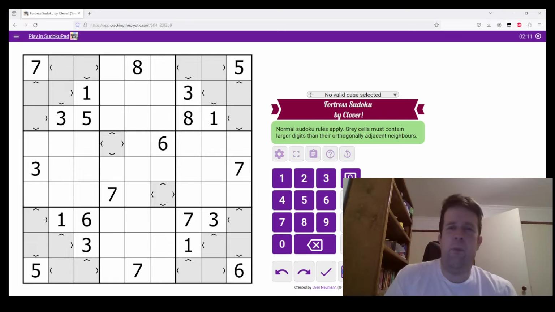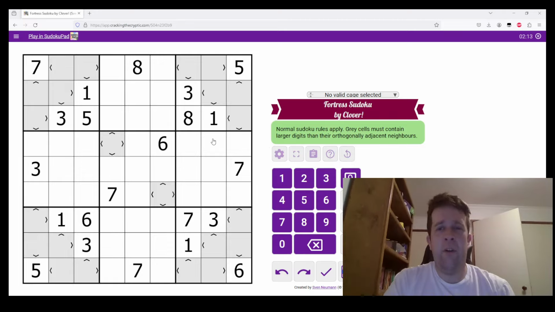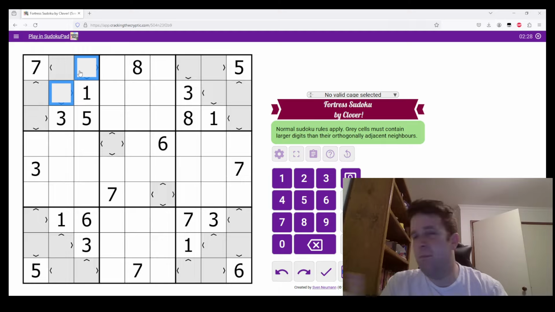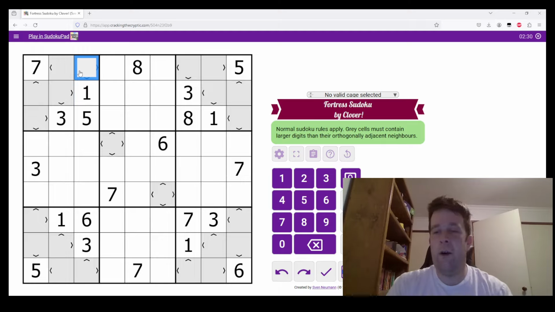Normal Sudoku rules apply. Gray cells must contain larger digits than their orthogonally adjacent neighbors. So, whatever digit we have to put in here is greater than 7, which is pretty useful. However, whatever digit I put in here has to be greater than 1. Less useful. But that's how this works. The little arrows are there to remind you. But I'm going to jump right into it.